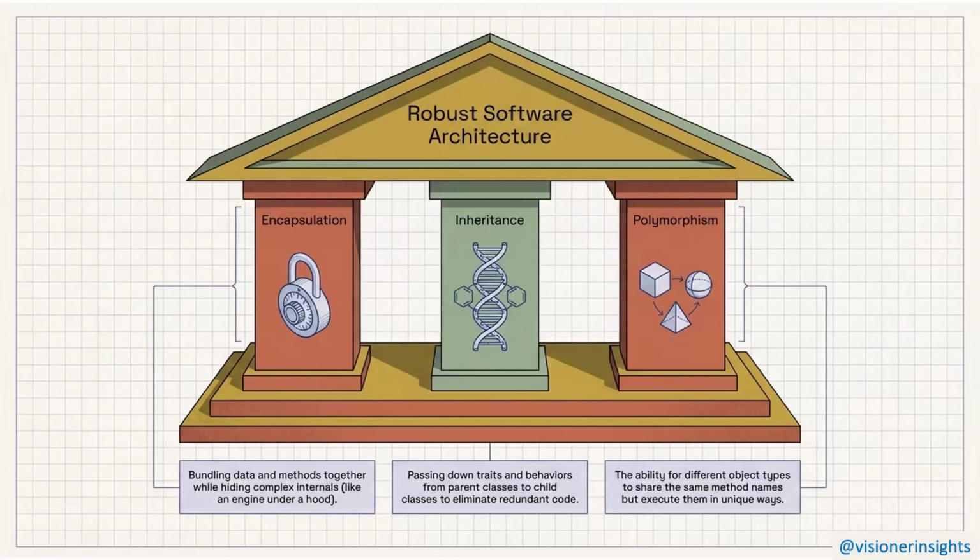Then there's inheritance, which lets us pass down features from a parent to a child, which saves a ton of work. And finally, polymorphism, which lets different objects respond to the same command in their own unique way. These three ideas are what let us build strong, flexible software.